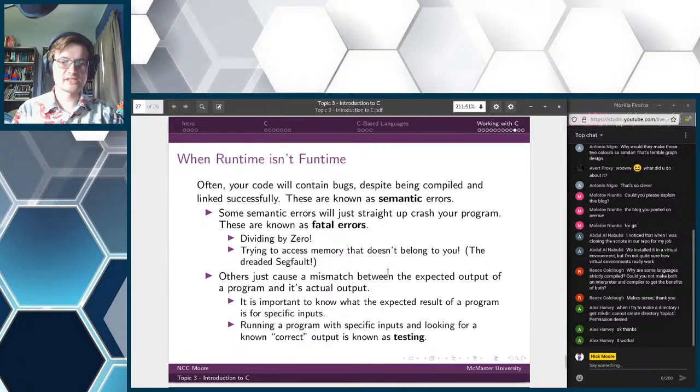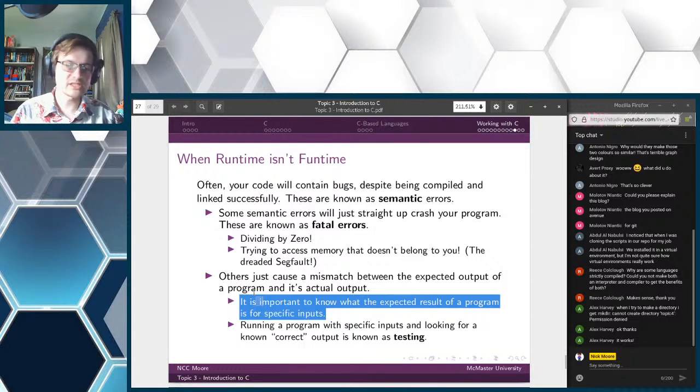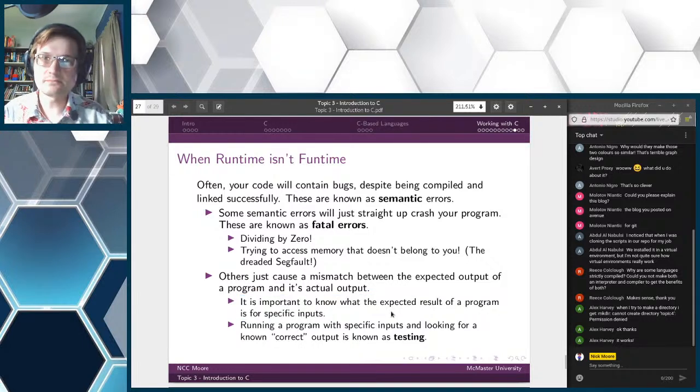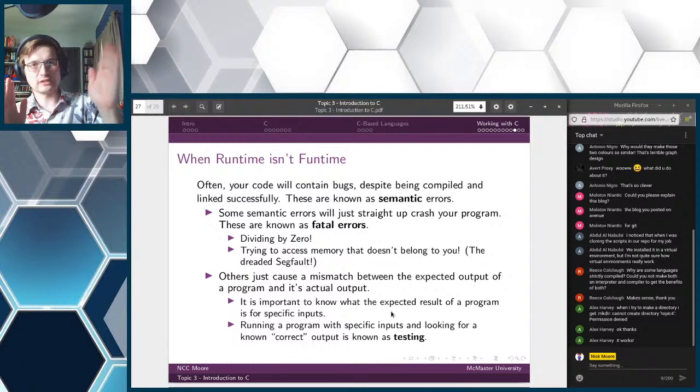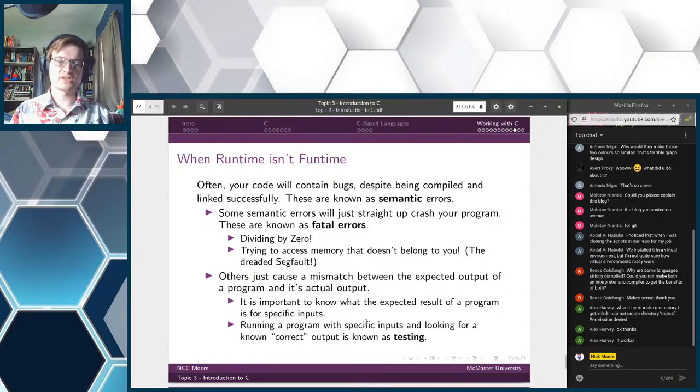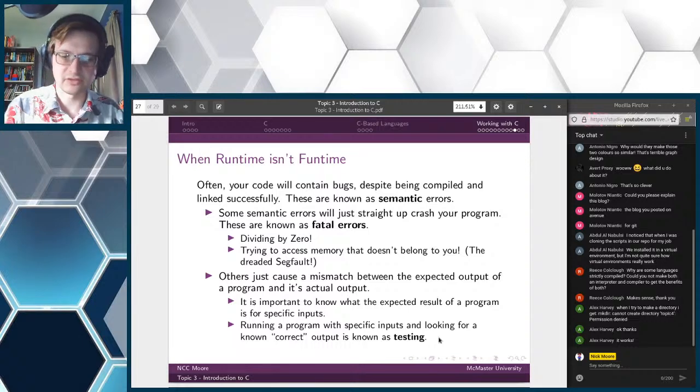Others just cause a mismatch between the expected output of a program and its actual output. Just because an error doesn't cause the program to crash doesn't mean it's not an error. It is important to know what the expected result of a program is for specific inputs. This is the idea of testing. In order to test a program, you need inputs and what you want the output to look like. Running a program with specific inputs and looking for a known correct output is known as testing. Test early, test often.